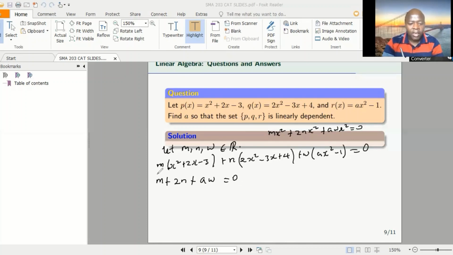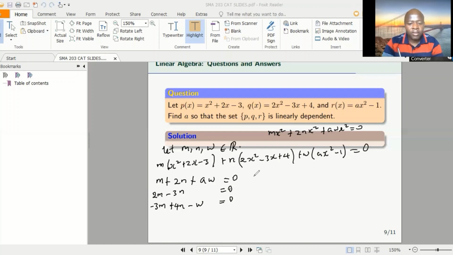That's what I wrote. Now let's come to the ones that have an x. M times 2x, I'll get 2m. Remember that x will also cancel out. And then n times negative 3x, I'll get negative 3n. And there is no x here, so this equals 0. And then finally the constants: I have negative 3m, then I have 4n, then I have negative w, is equal to 0.